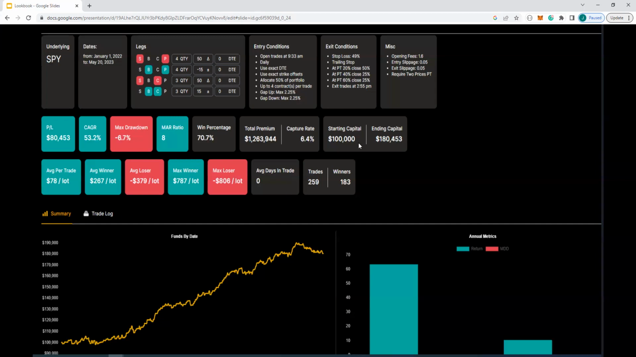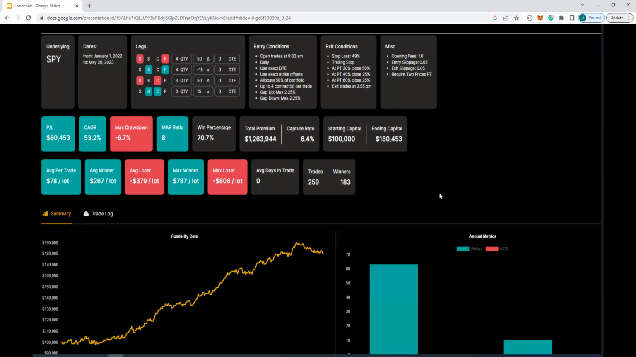Some other little stats here. You can see your starting capital, your ending capital, total premium. So that's everything you paid throughout the position, win percentage, P&L. The Cagr and the MAR I don't typically use. I know that the higher they are, the better.